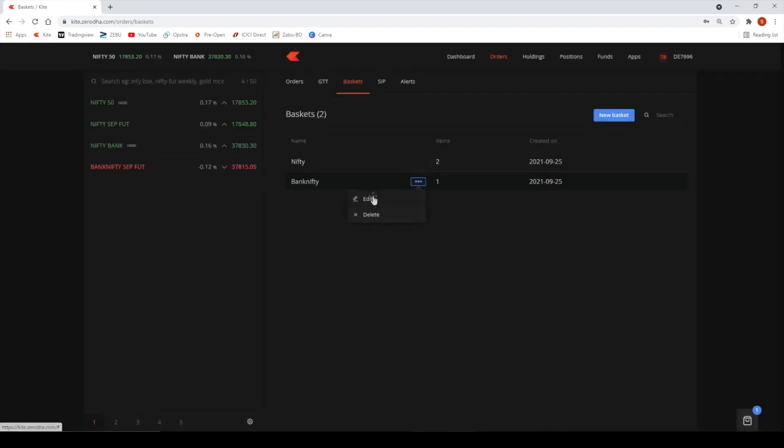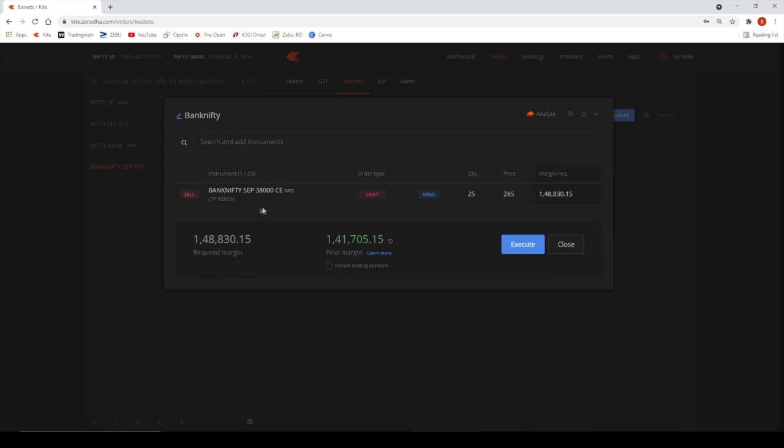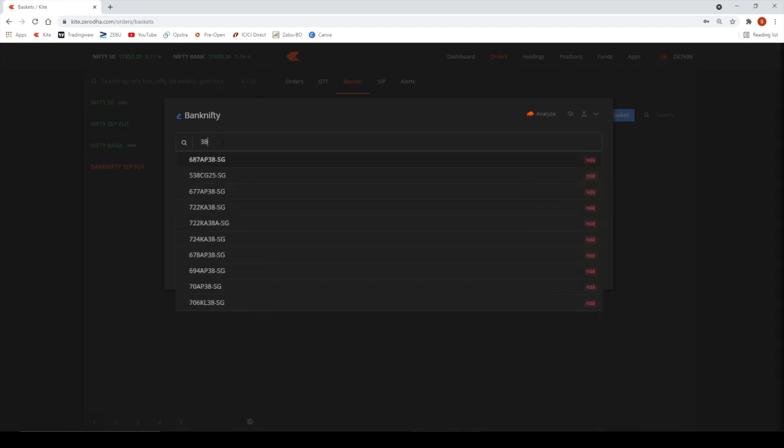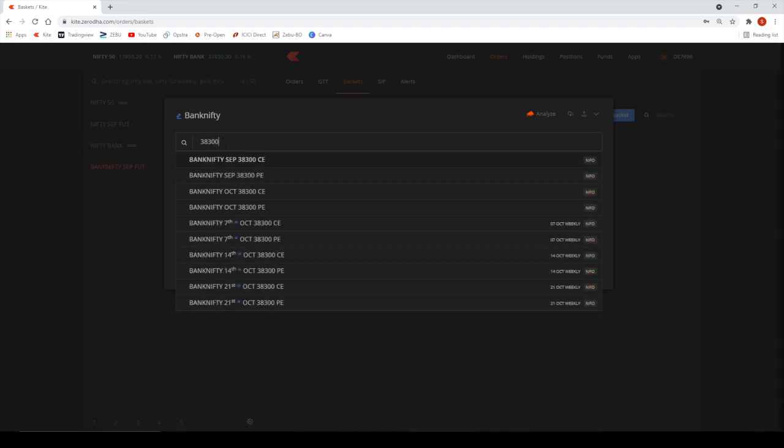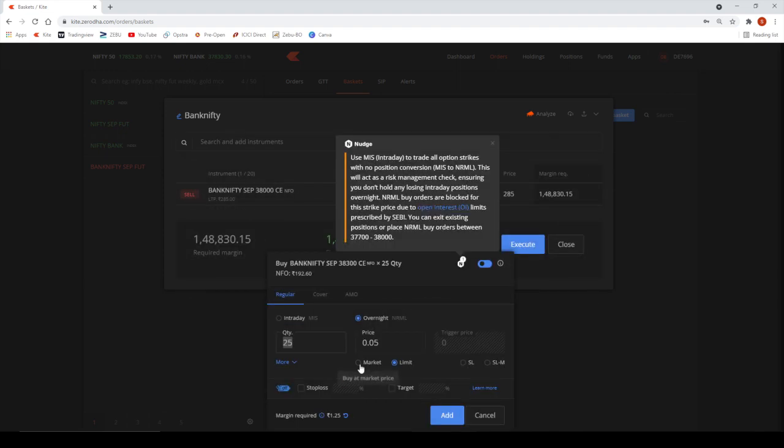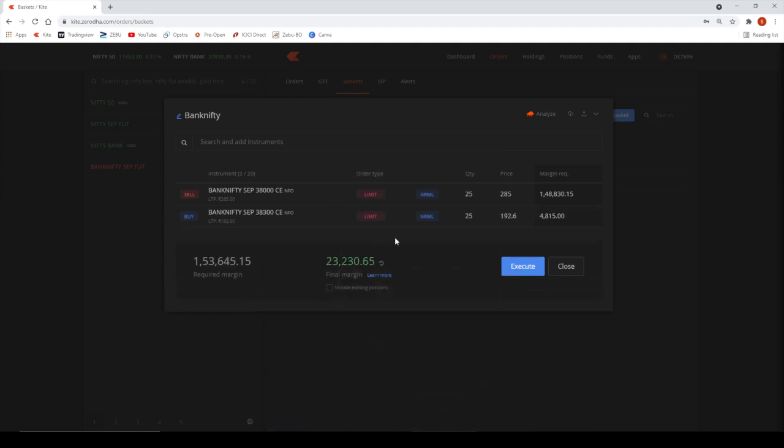Also we will check Bank Nifty as well. Okay, we sold the 38,000 call. Suppose I buy the 38,200 or 300, the 38,300 call. So what is going to happen? So we need only 23,200 margin.